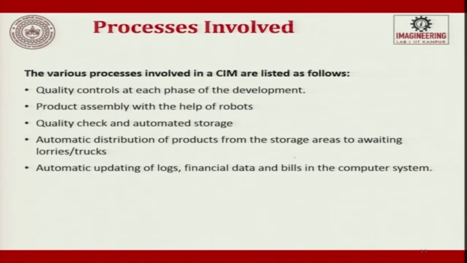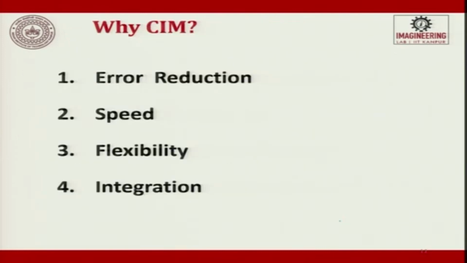The various processes involved in SIMS, when we look from the process side, are quality control, product assembly, quality checking, automatic distribution of the product, and automatic updating of logs. So, all these are processes involved in SIMS. So, why finally do we nail down to SIMS? Because SIMS gives error reduction, thus leading to productivity.